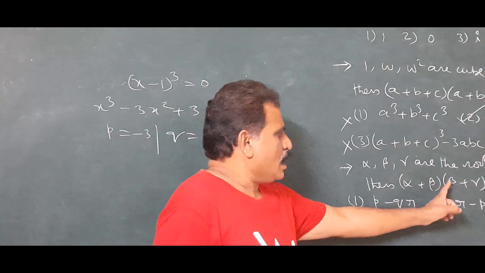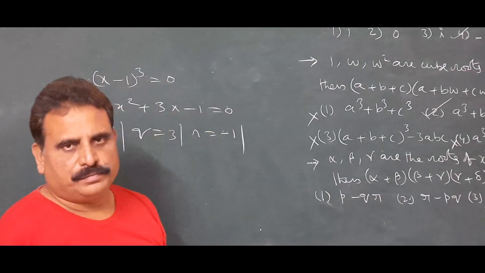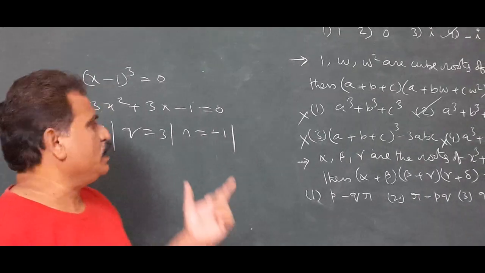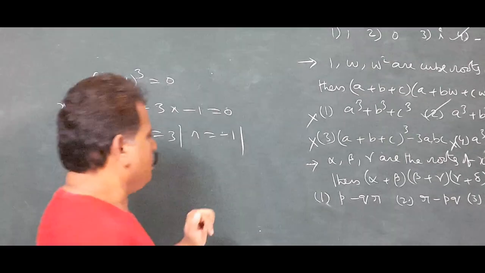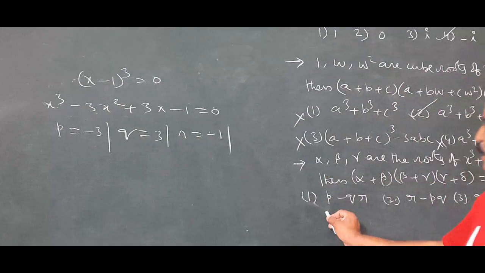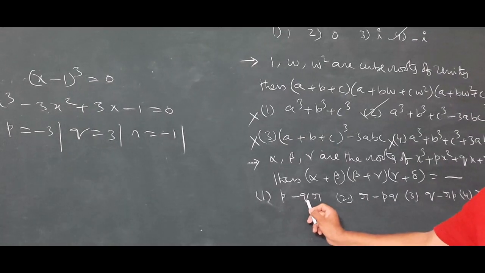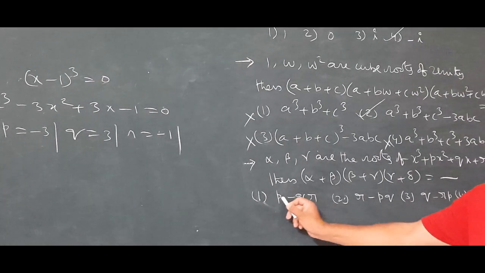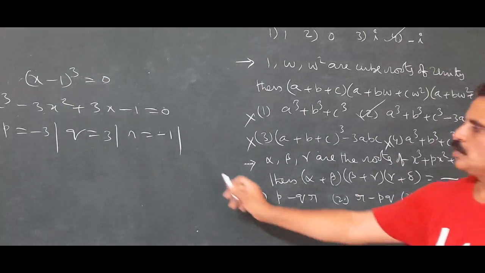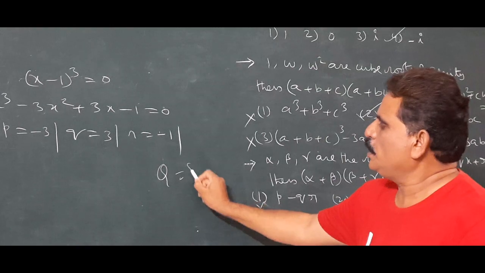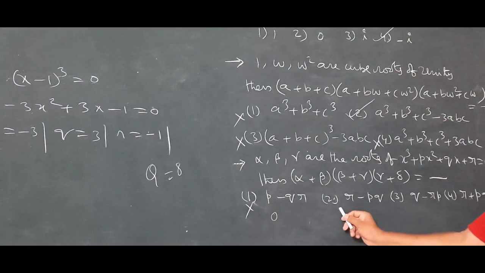Alpha 1, beta 1, gamma 1. So 2 into 2 into 2, the quantity is 8. Which option gives 8 for these values? That is the right answer. Let us substitute. First option, p minus 3, q 3, r minus 1, minus 3 plus 3, that becomes 0. It is wrong, but our value is 8. Keep this in your mind.